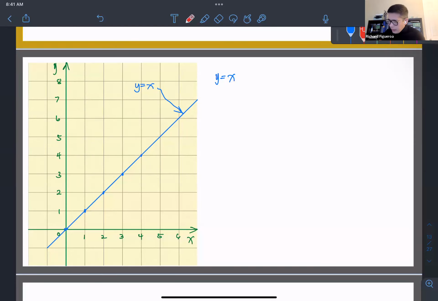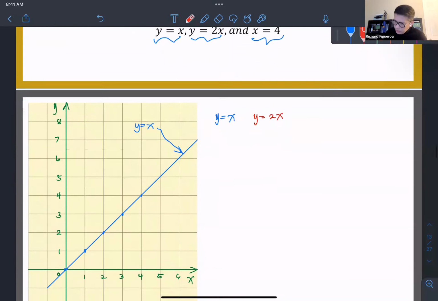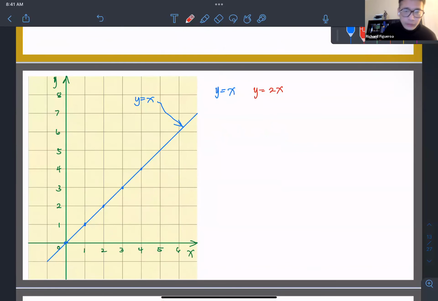So the next one, I have y is equals to 2x. It's the same here: the x-intercept and the y-intercept are both zeros. But you can substitute like before. So let's say when x is 0, 0 times 2 is still 0. So therefore, y is 0. Then when x is 1, y is 2. Actually, the slope of this will be 2. So when x is 2, 2 times 2, that is 4. When x is 3, 3 times 2, that is 6. X is 4, there it is.